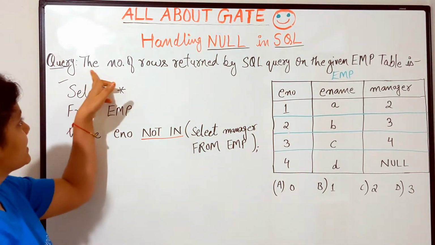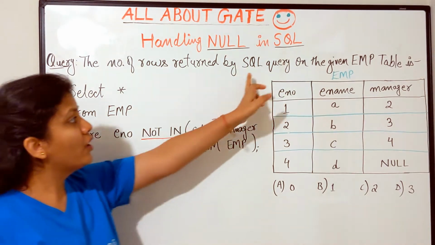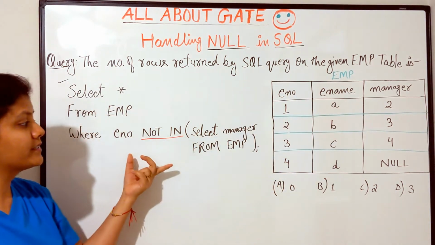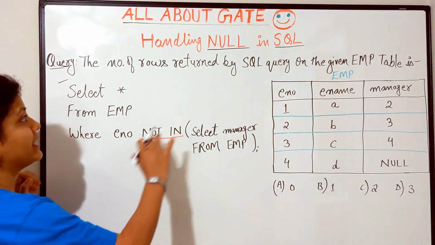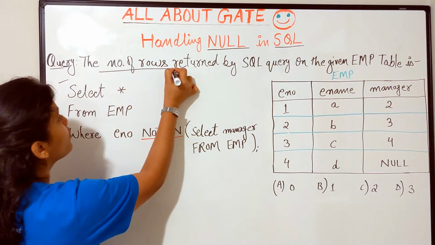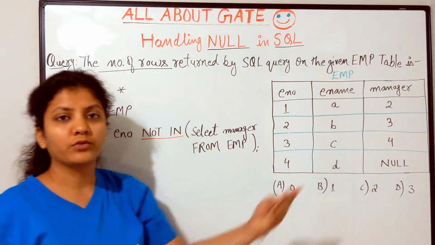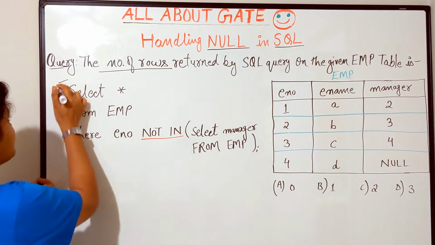Question says the number of rows returned by the SQL query, which is given here, on the given employee table is... So this is your employee table. This is the respective query which you have to run on this table, and after running this, how many rows will be returned? That's what you have to answer: 0, 1, 2, 3 or whatever number you can find out. Right, so let me look at the query.